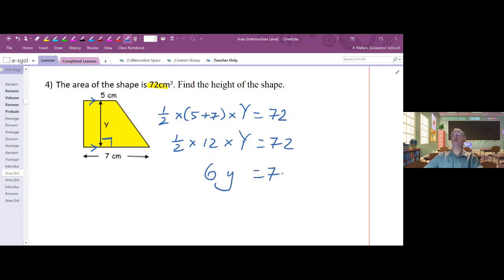6Y is 72. So you're basically saying how many 6s into 72? 12 6s is 72, and it's a distance. The perpendicular height is 12 centimeters. Okay.